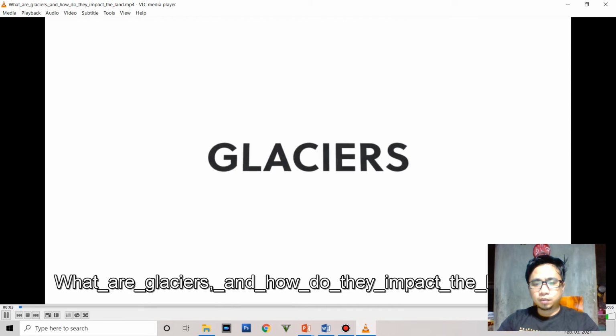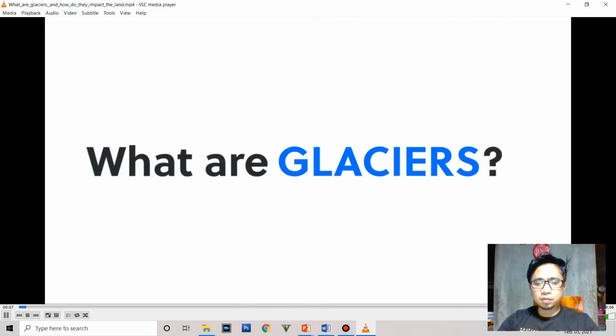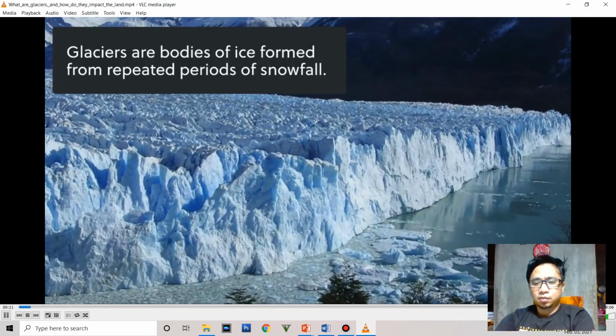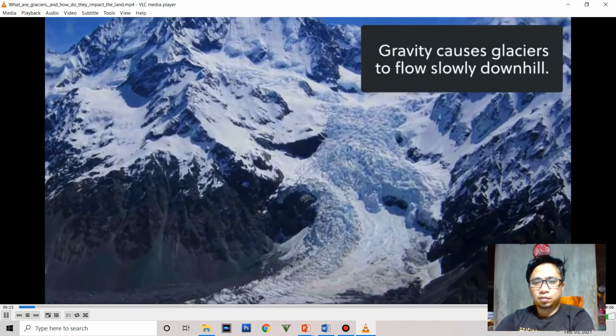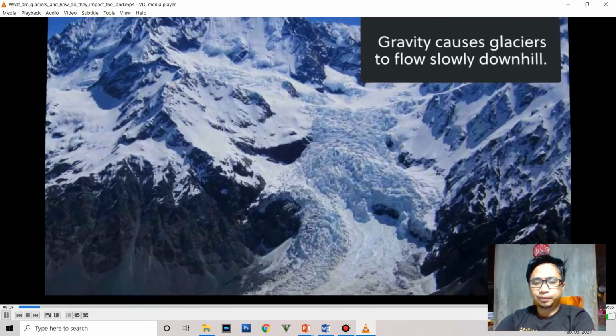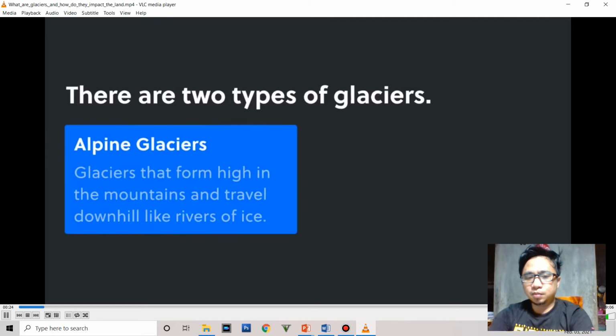Let's take a look at glaciers. What exactly are glaciers? Glaciers are simply bodies of ice that form from repeated periods of snowfall. Once they form, they are pulled very slowly downhill by gravity. There are generally two types of glaciers. First, we have alpine glaciers, which form high up in the mountains and travel downhill like rivers of ice.